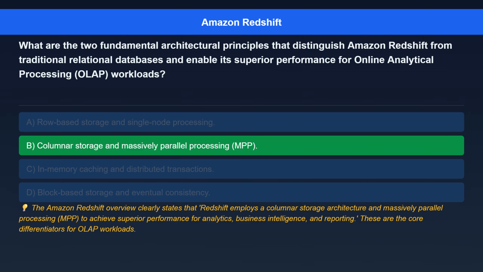The correct answer is columnar storage and massively parallel processing (MPP). Here's the explanation. The Amazon Redshift overview clearly states that Redshift employs a columnar storage architecture and massively parallel processing (MPP) to achieve superior performance for analytics, business intelligence, and reporting. These are the core differentiators for OLAP workloads.